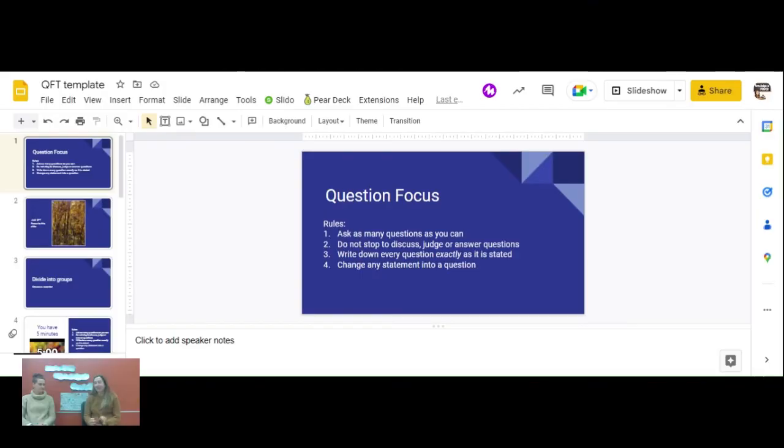The QFT may be slightly overwhelming at very first. There's some rules, but the great thing about it is there's so many amazing resources, and there's actually a built-in template with timers for you to use to guide your students. So that goes through all the sections of the QFT and is a really great resource. We have it linked so you can literally use it tomorrow. And it looks just like this.